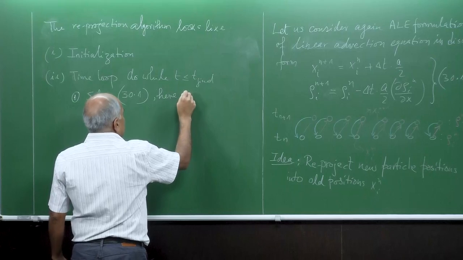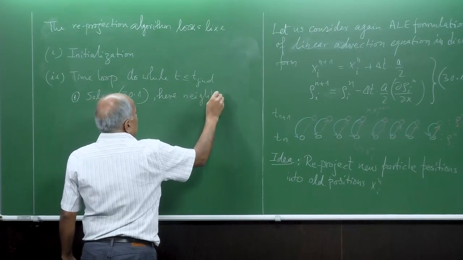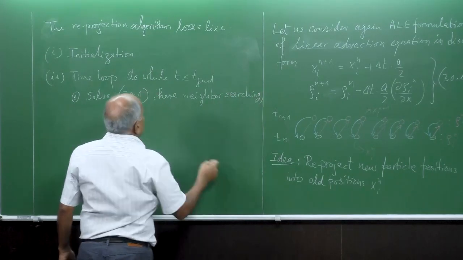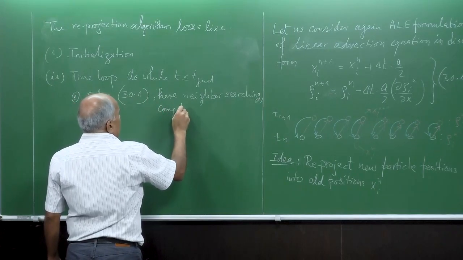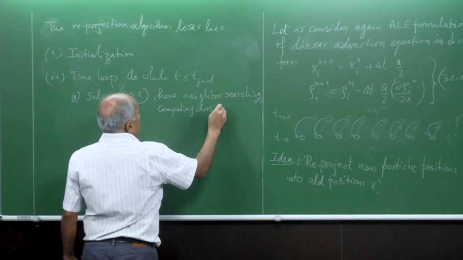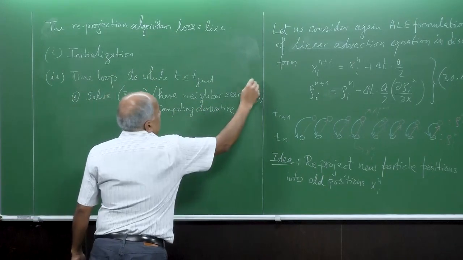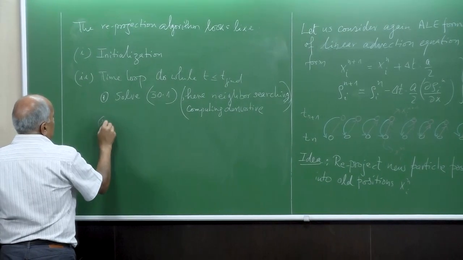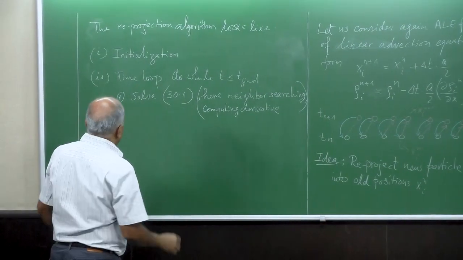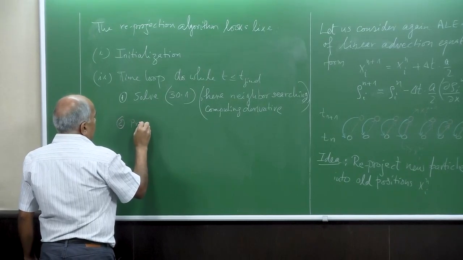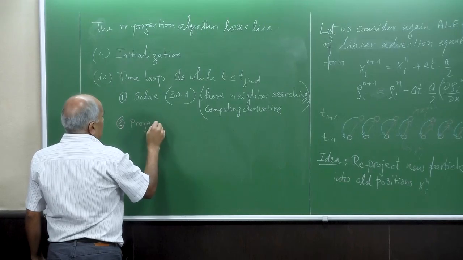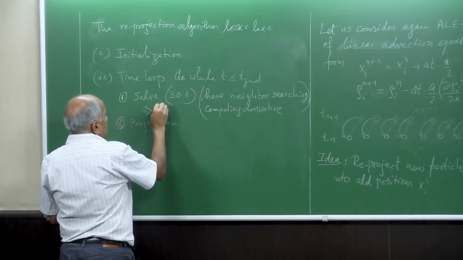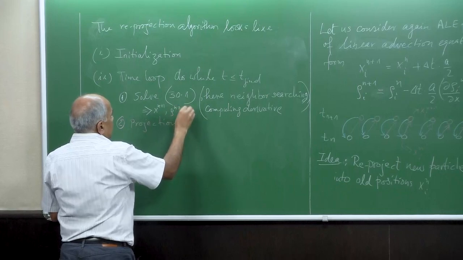So what do we have to do? Neighbor searching. This part we have to do. And then I go to the next step, the projection. A projection. So here we get x n plus 1, rho n plus 1.